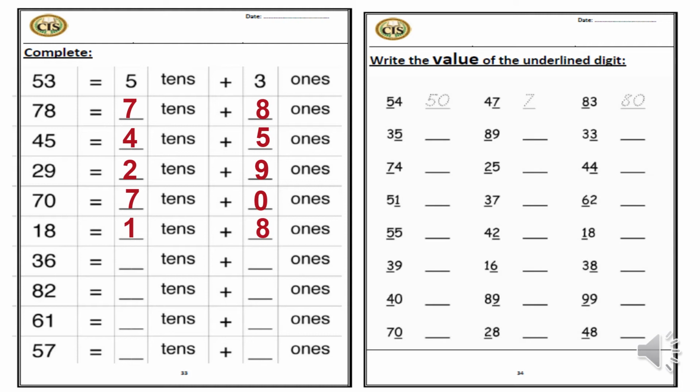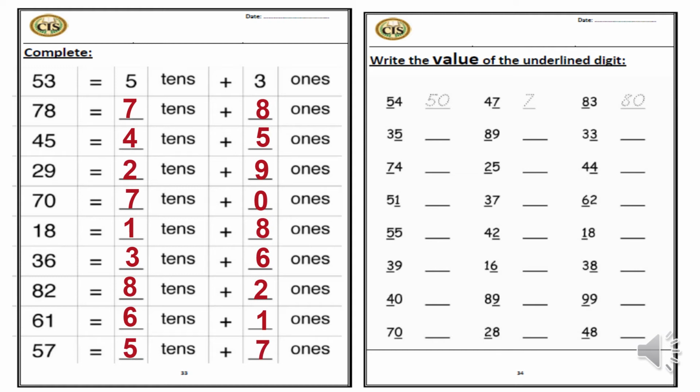Next we have here 36. In tens place we will put 3, in ones 6. Next we have here 82. So in tens we will put 8, in ones we will put 2. Next, as we do, we have here number 61. So in tens we will put 6, in ones we will put 1. The last one here we have number 57. He asked about the tens. Which number? 5, and ones is 7.